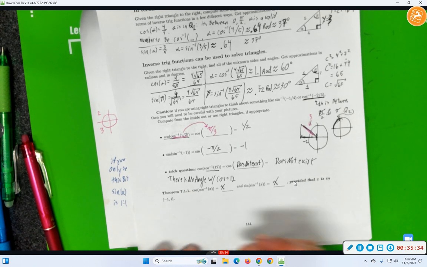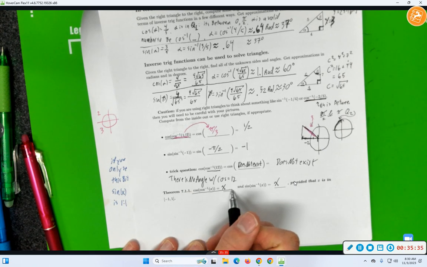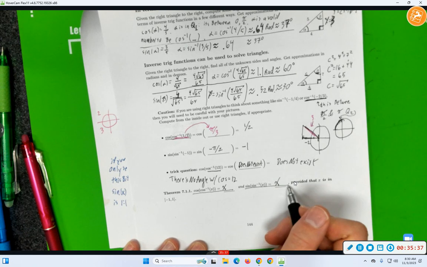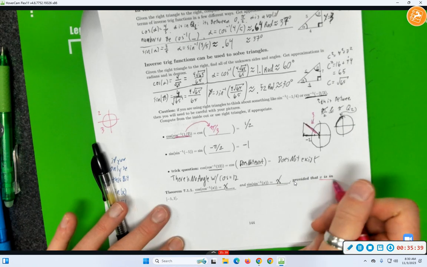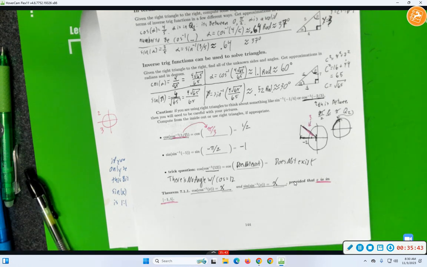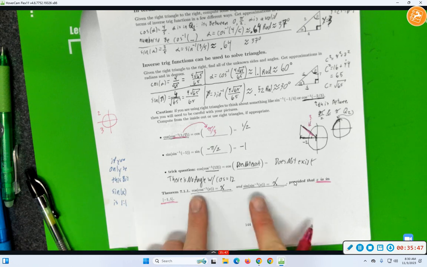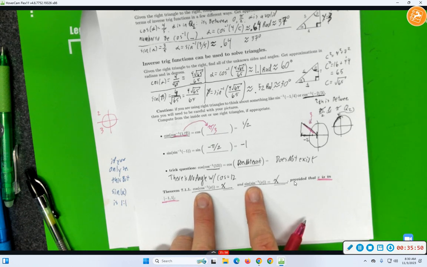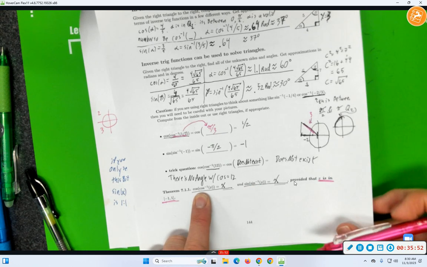So here's the resulting conclusion. Cosine of the inverse cosine of x is x. Sine of the inverse sine of x is x. Provided that x is a reasonable thing to plug into inverse cosine. It has to be between -1 and 1. Otherwise, the thing on the left side of those equal signs does not exist.